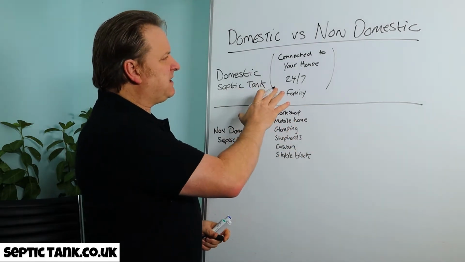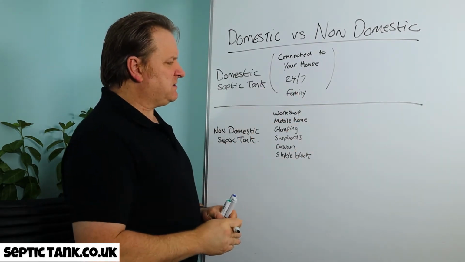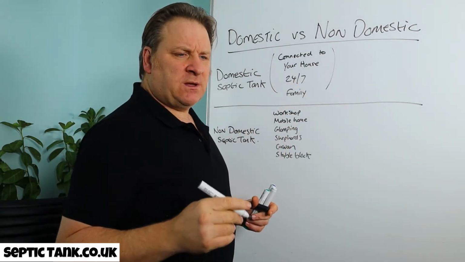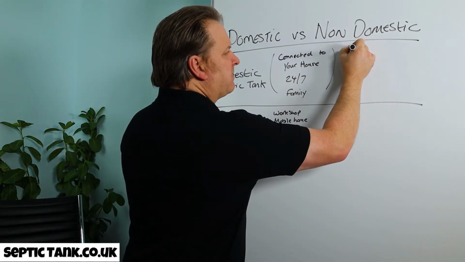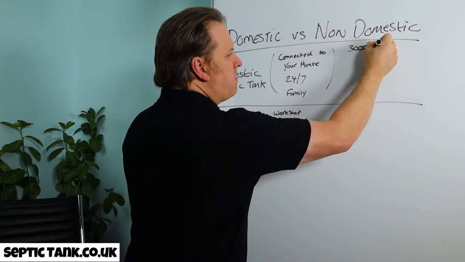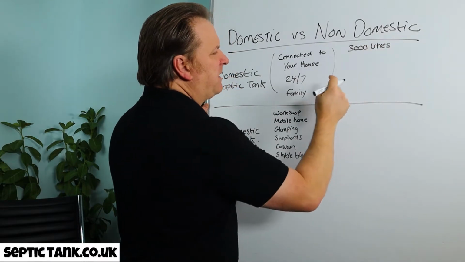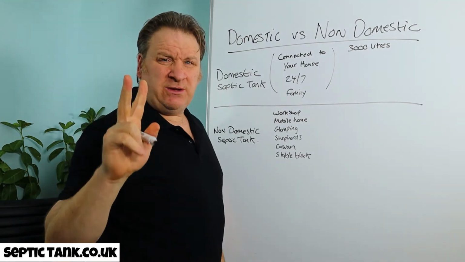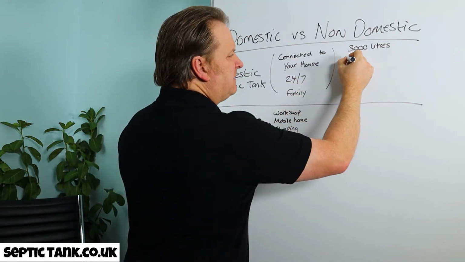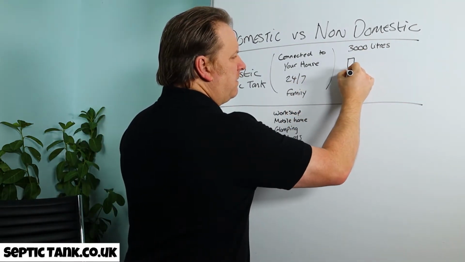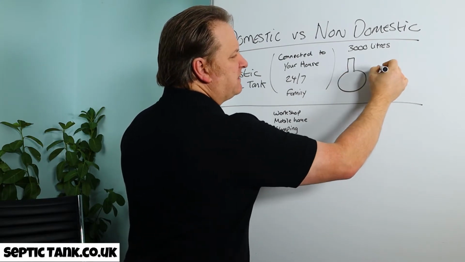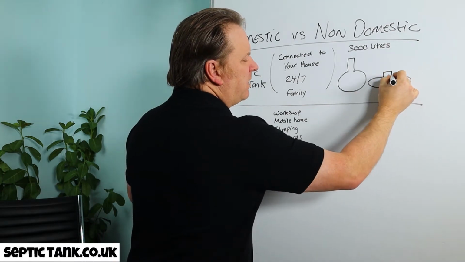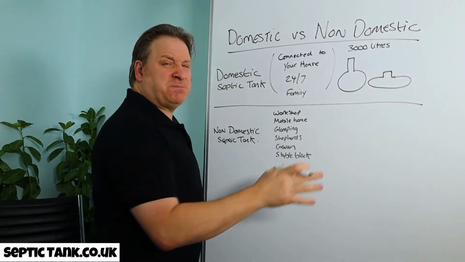A domestic septic tank has to fit that situation. So with a domestic septic tank, the minimum capacity would be 3,000 litres. So that's the minimum capacity of a domestic septic tank. And for that reason, there's only really two types of septic tanks. You get an onion-shaped septic tank, and you get a bullet-shaped septic tank.